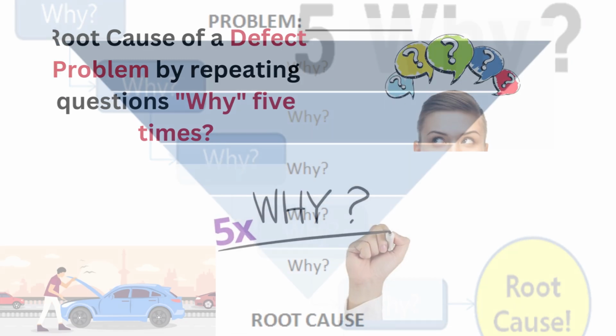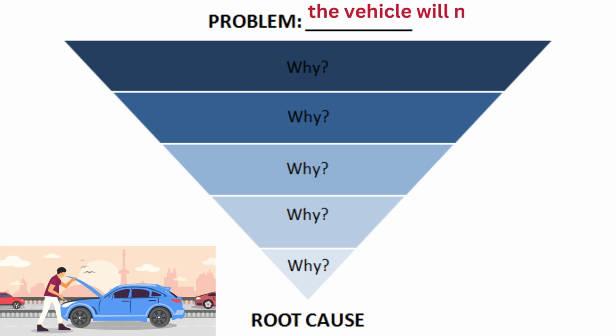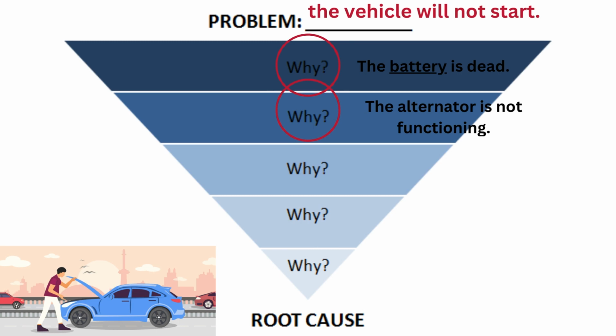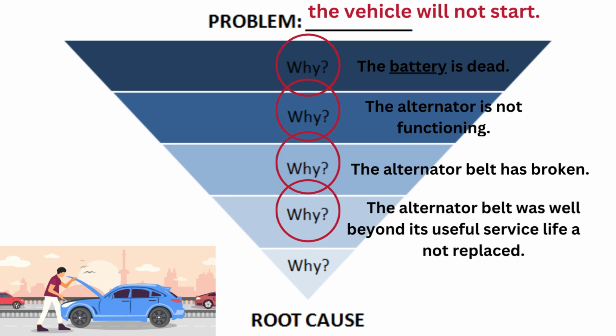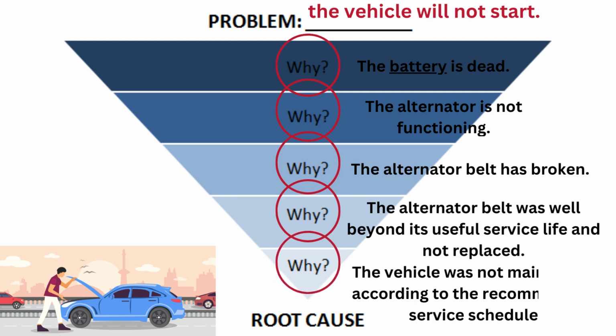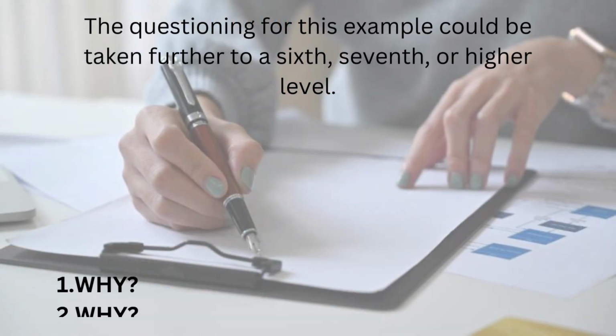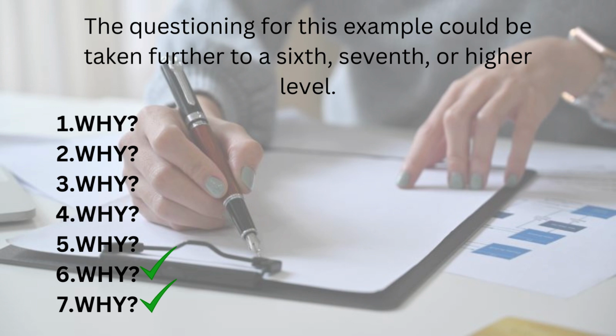An example of a problem is, the vehicle will not start. Why? The battery is dead. Why? The alternator is not functioning. Why? The alternator belt has broken. Why? The alternator belt was well beyond its useful service life and not replaced. Why? The vehicle was not maintained according to the recommended service schedule. A root cause. The questioning for this example could be taken further to a 6th, 7th, or higher level, but 5 iterations of asking why is generally sufficient to get to a root cause.